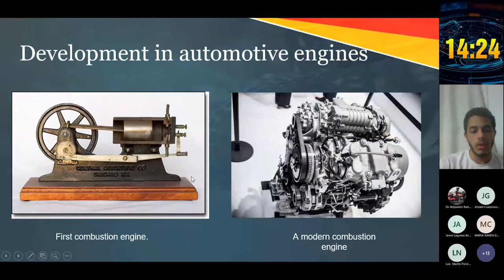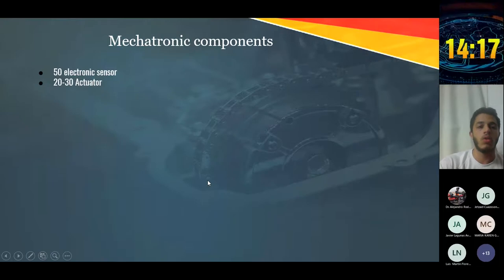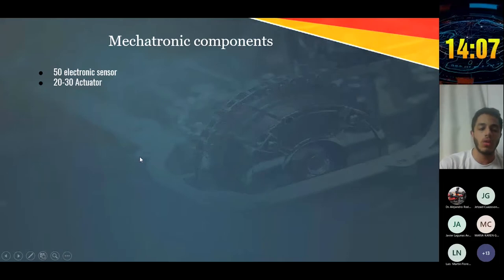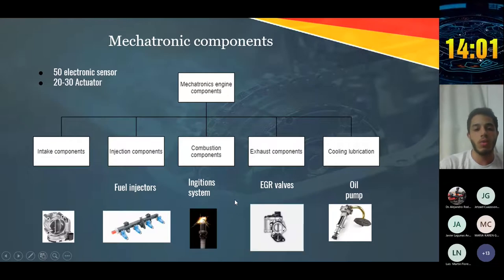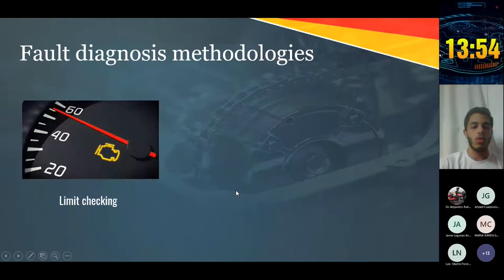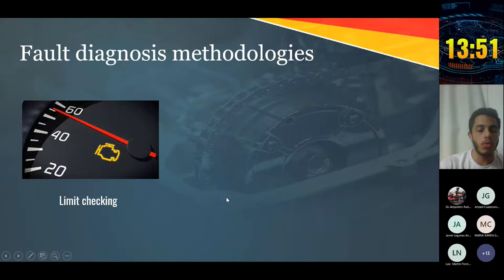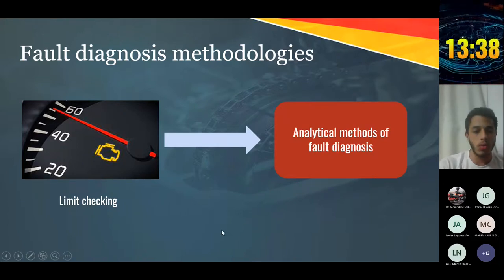First, automotive engines have witnessed a tremendous development throughout the years that has been made possible due to the increasing number of mechatronic components in the engine. Nowadays, an automotive engine can be equipped with around 50 electronic sensors and 20 to 30 electric actuators. They are all involved in different aspects of the engine functionalities. With this increased complexity, the task of supervision has turned from just limit checking of some variables of the engine like the oil or coolant temperature into more sophisticated methods, commonly referred to as analytical methods of fault diagnosis.